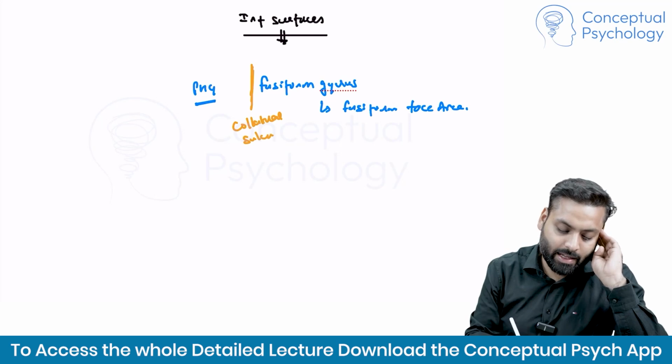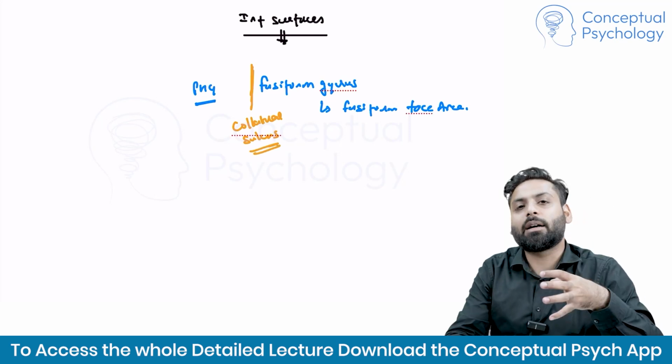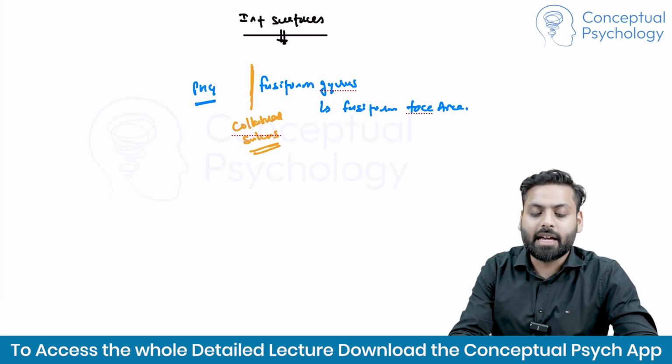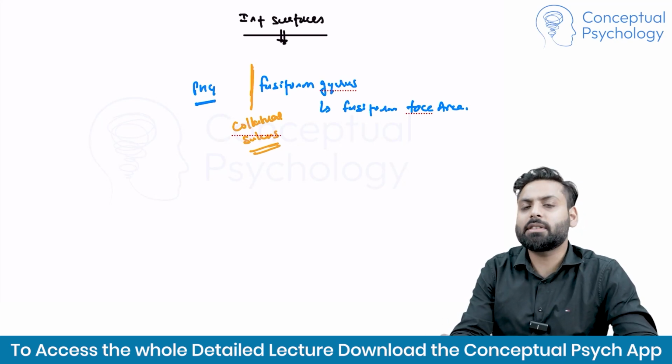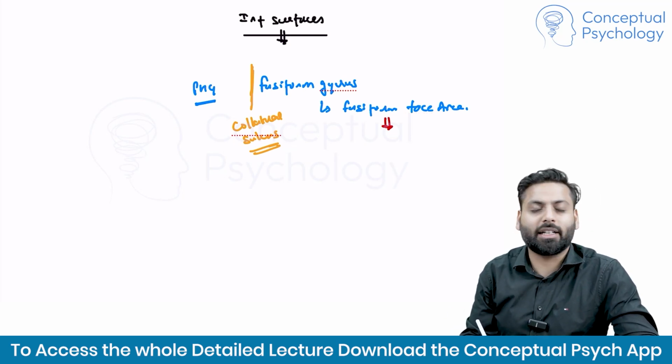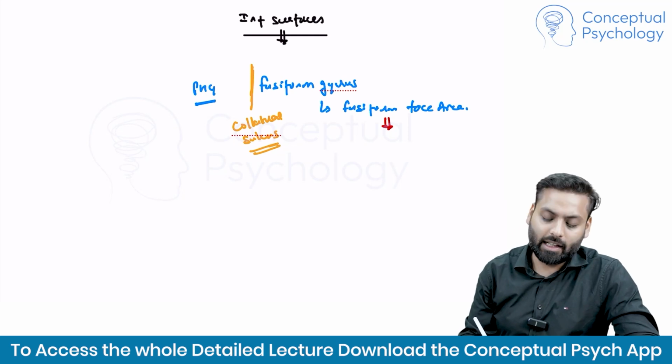The structure which separates these two is the collateral sulcus. If you want, you can see the diagrams on the internet, but you have to see the 3D diagrams to understand these things, because otherwise you will not be able to understand. Fusiform face area has a very interesting function.